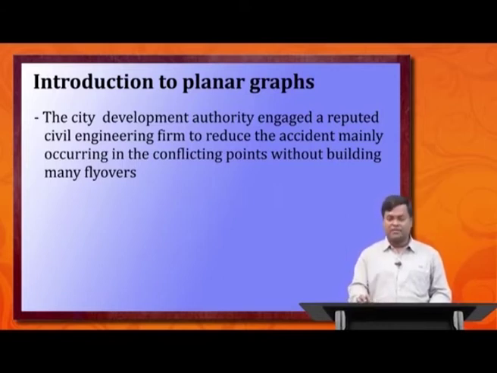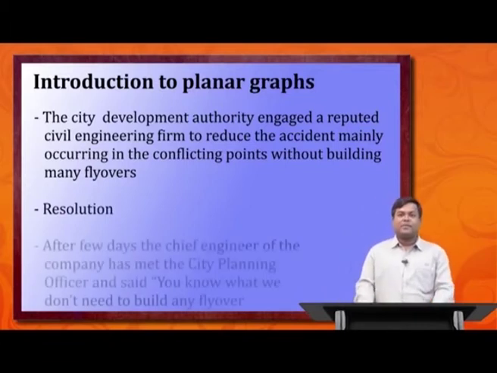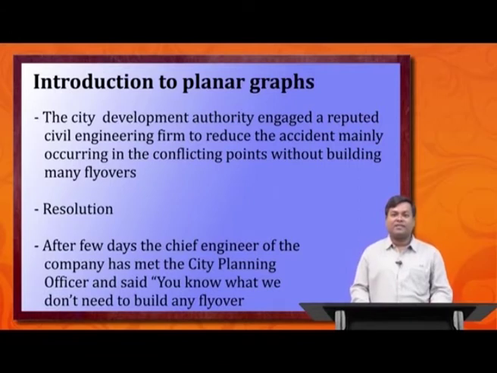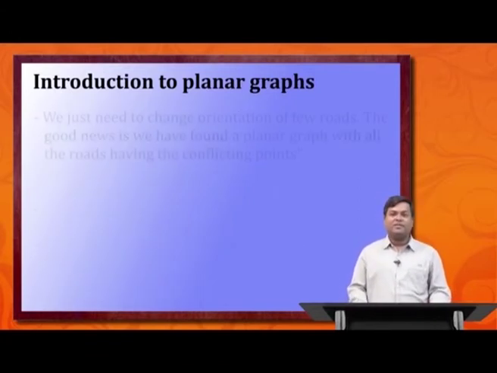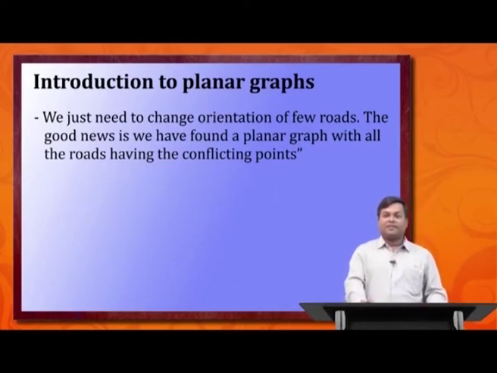So they have come up with a resolution. Let's see what that is. After a few days, the chief engineer of the company met the city planning officer and said, you know what, we don't need to build any flyover, we just need to change the orientation of a few roads. The good news is, we have found a planar graph with all the roads having the conflicting points. Oh, it's an awesome solution. Now what is this planar graph? That we need to definitely know. So let's define the planar graph first.